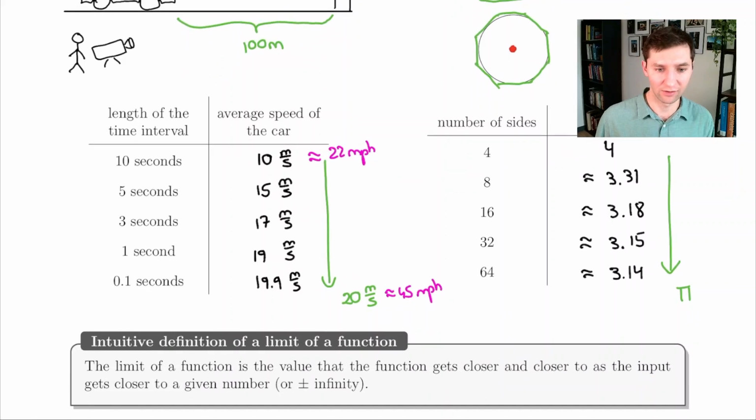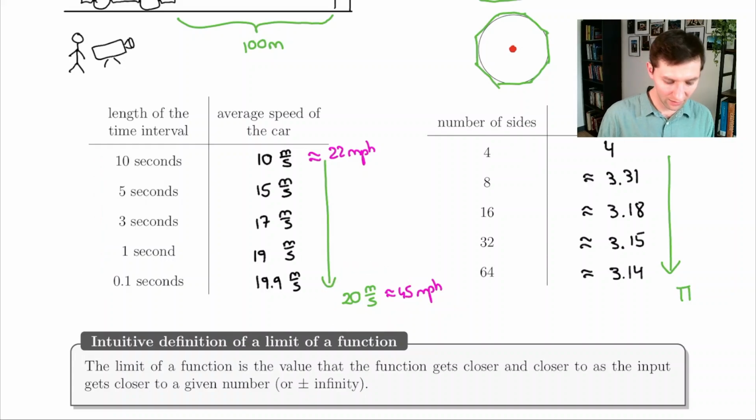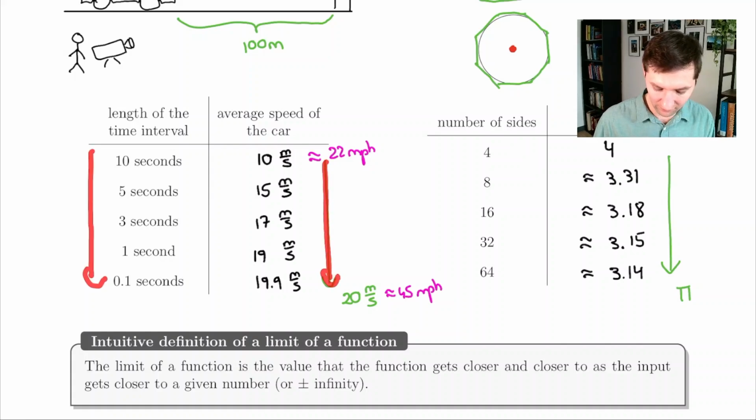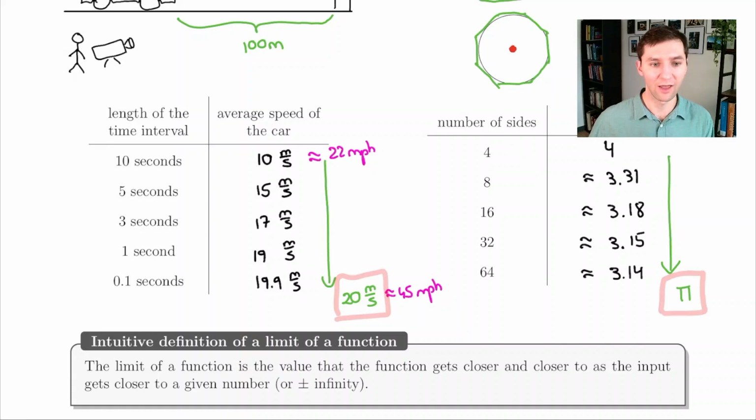So intuitively, the limit of a function is the value that the function gets closer and closer to as the inputs get closer to a given number or infinity. In the first example, inputs were getting closer to 0, the outputs were getting closer to 20. In the second example, the inputs were getting closer to infinity, the outputs were getting closer and closer to pi. That value to which the outputs get closer and closer is called the limit of this function at a particular point.